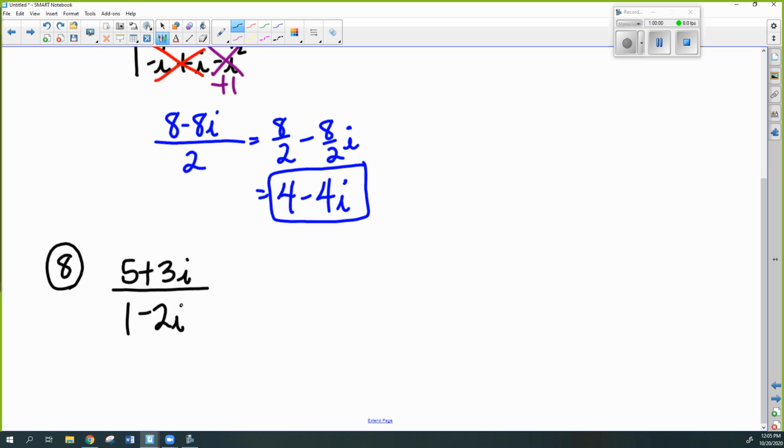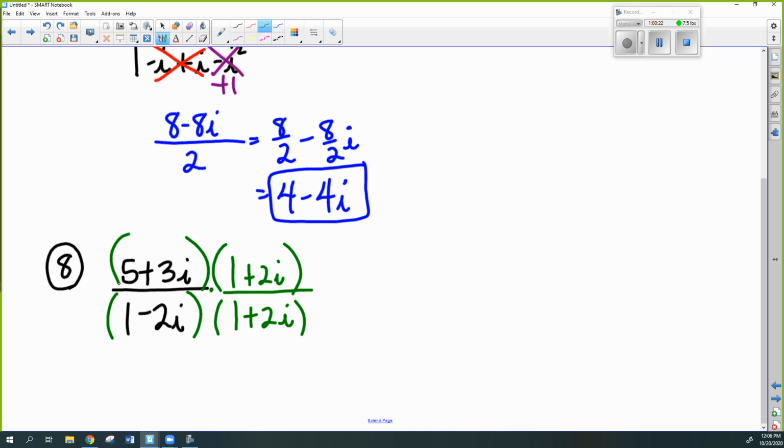All right, so here's another division problem. And so right away, if it's got i's in it, you need to think multiply by the conjugate. The conjugate of the bottom, not the top. So conjugate of the bottom. That's going to make us FOIL all of this. Okay? It's going to make us FOIL it all.